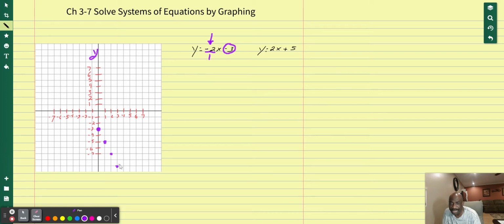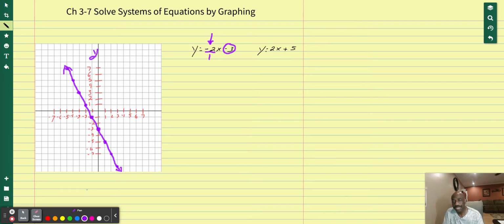Now I need some dots on the other side. So instead of going down 2 to the right 1, I'm going to go up 2 to the left 1. This is doing the opposite, reversing the direction, so I can get some dots on this side. Up 2, left 1. Up 2, left 1. Now I want to create a line. Here's the line. It's all connected now. That's the line for that equation.